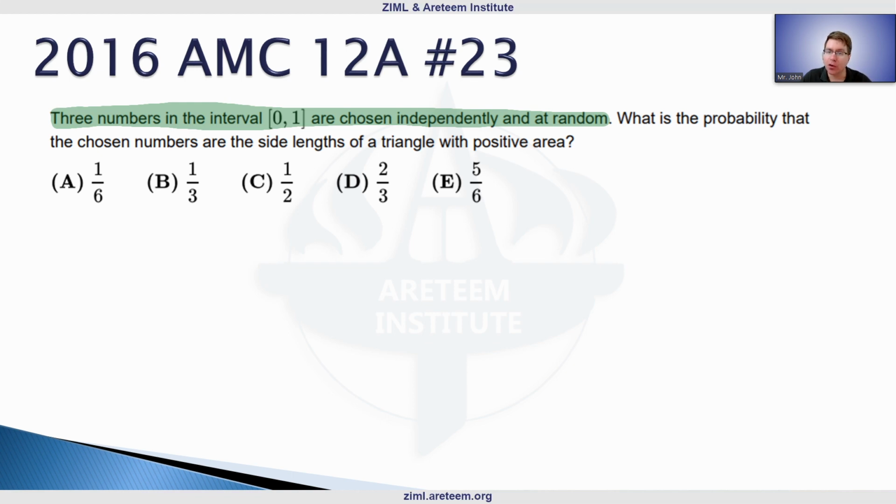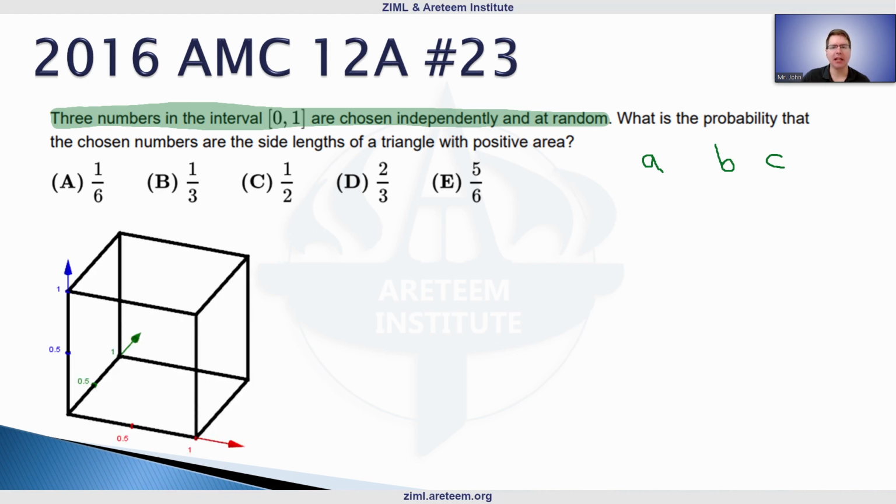In an interval, maybe our three numbers are A, B, and C. And then we can think about them. I have a little help here so I don't have to draw this picture. We can think about picking them in this 3D space, say A is like our X coordinate, B is our Y coordinate, C is our Z coordinate.